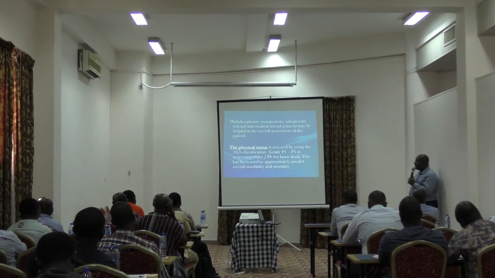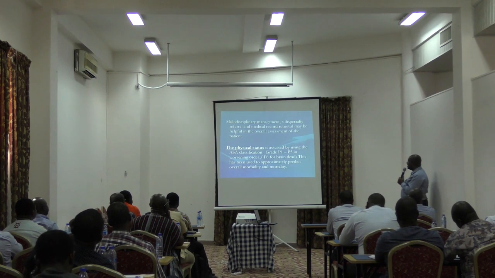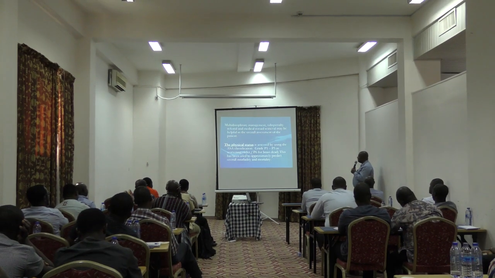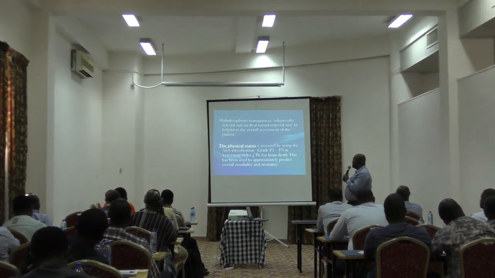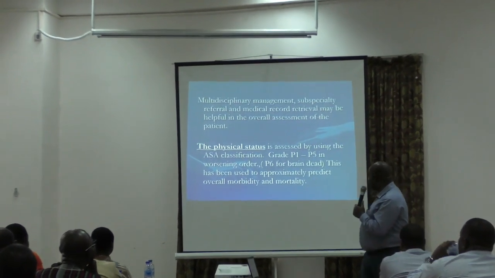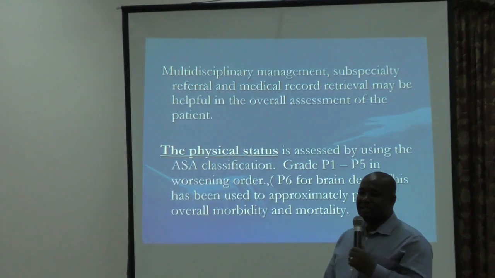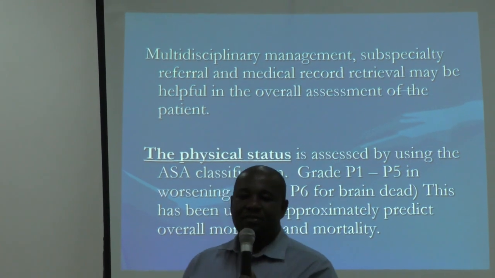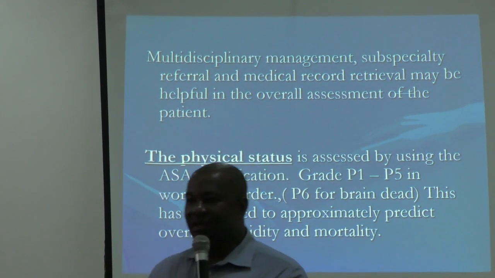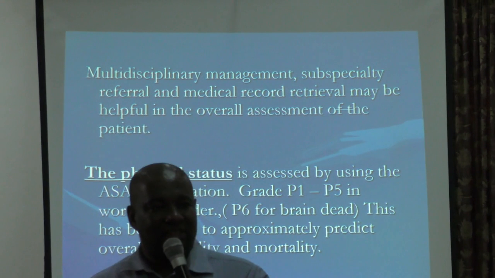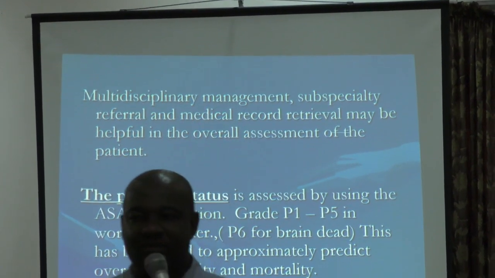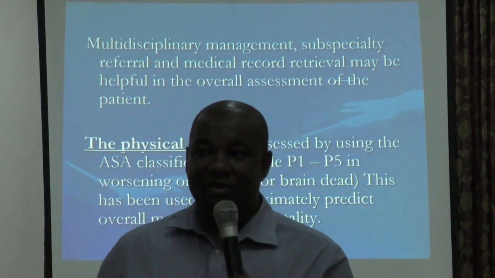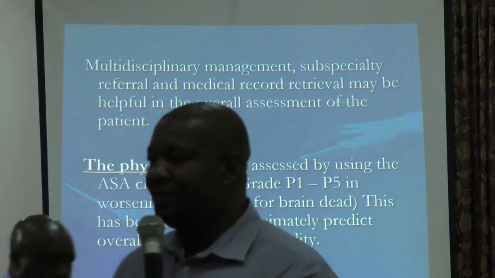The ASA classification of physical status grades the patient from P1 to P5 in worsening order. P1 is a healthy patient, totally healthy, a normal patient. P2 is a healthy patient with a mild systemic condition, which is basically well controlled. In other words, no problem.